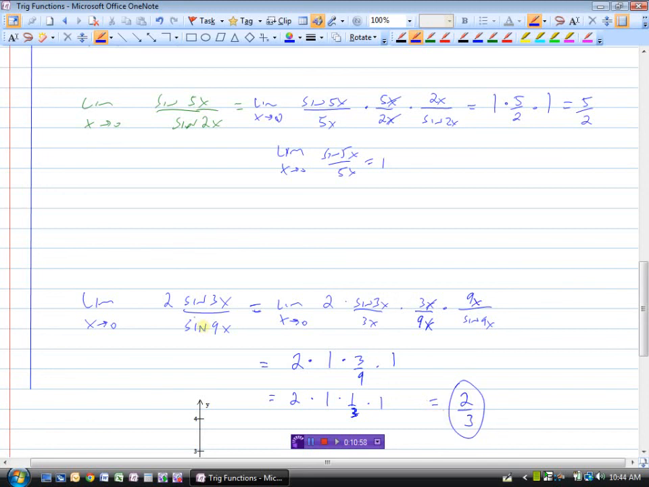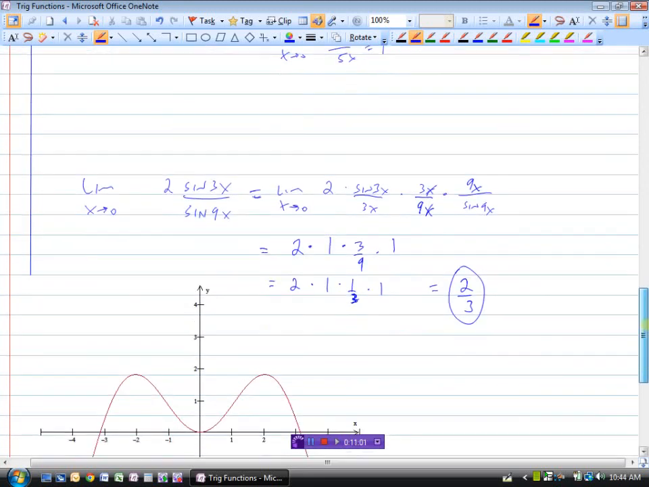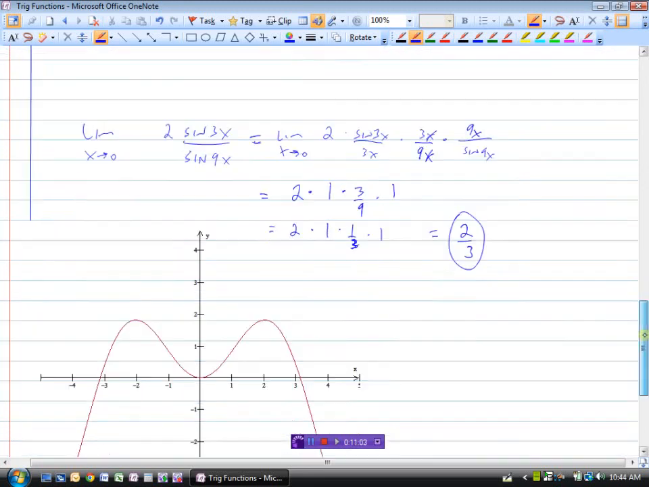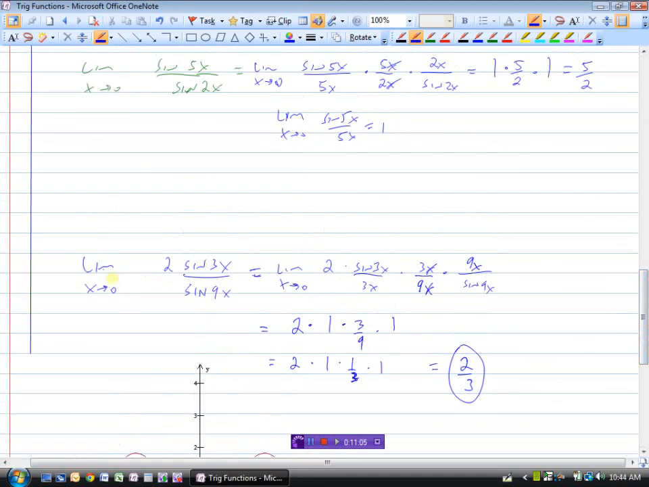So whatever this graph looks like, I don't know, is this a picture of it here? I don't know if that's a picture of it or not. But whatever this graph looks like, the limit as x approaches 0 of that function, the y value is basically approaching 2/3. So that's some of the questions that we should be able to do working with those identities there.